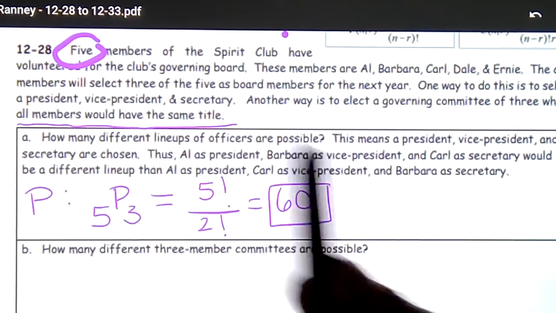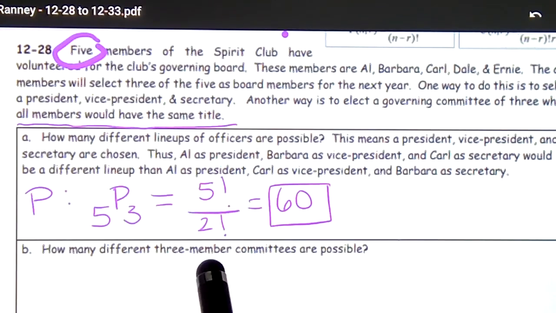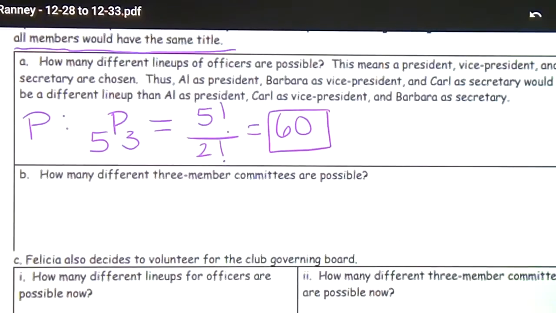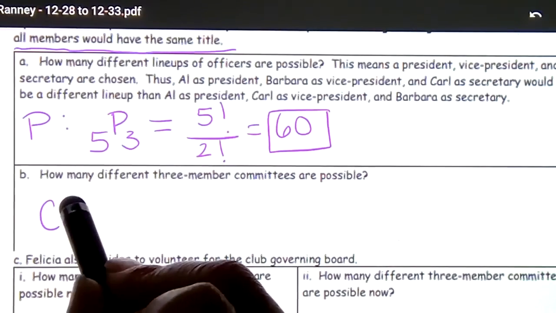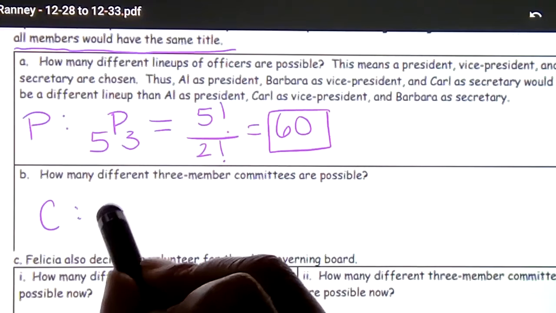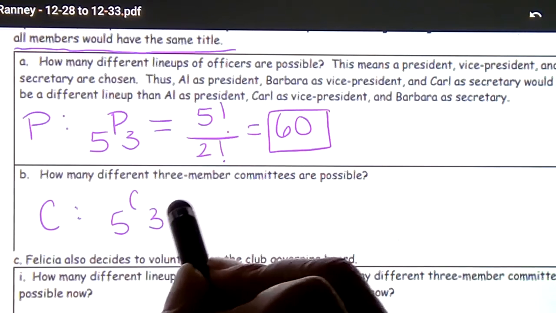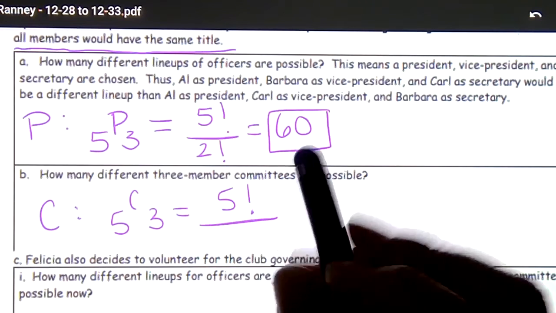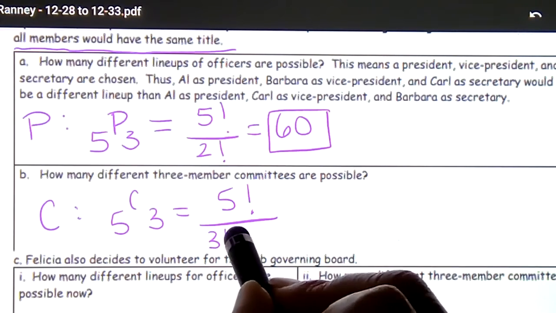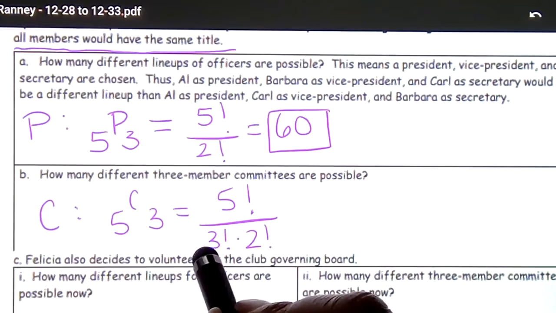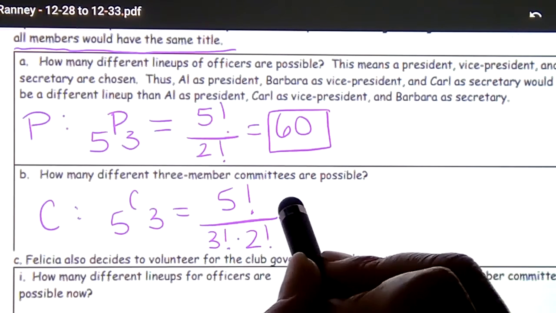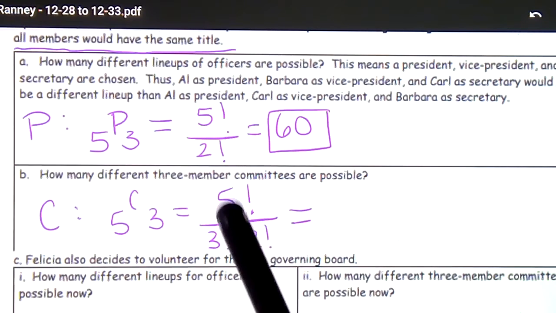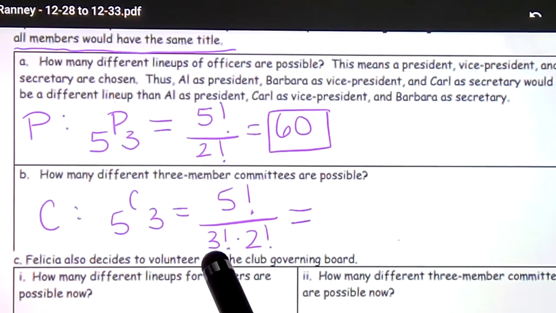Okay, and again, you could just put that in your calculator. Now we have the same group of people. We're still picking 3, but this time they're a committee. And so no one has any particular position. Order does not matter. So this is going to be a combination. And so this is going to be 5 choose 3, which is going to be 5 factorial over 3 factorial times 2 factorial. So what you'll notice is this is my permutation. Here is the same permutation. And what I'm doing is I'm dividing out 3 factorial.